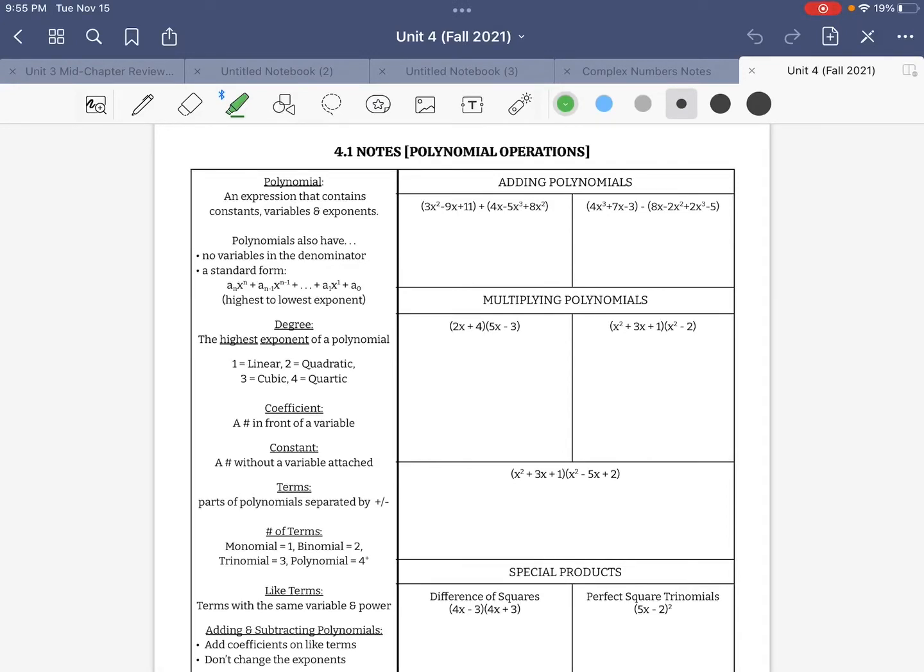I'm going to try something new with notes this unit, and you will notice that on the left side of your notes sheet, there's just a bunch of information already filled in. These are like your conceptual things, and then over on the right side is when we're going to actually practice with it.